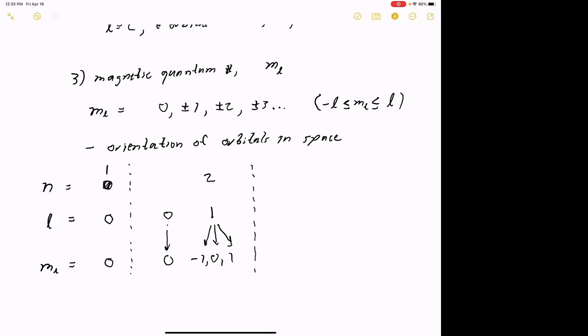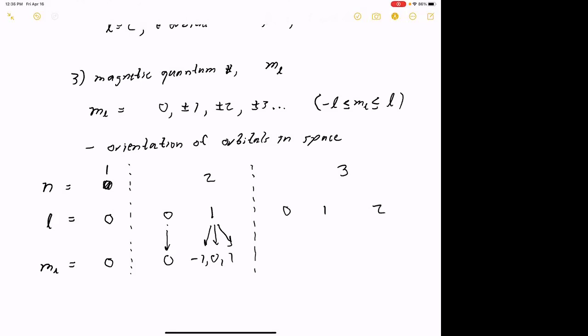Now, what if we go out to n equals 3? Now, what are my various options I have there for L? Remember, it's 0 to n minus 1. So it looks like I'm going to have 0, 1, and 2 as my options there.